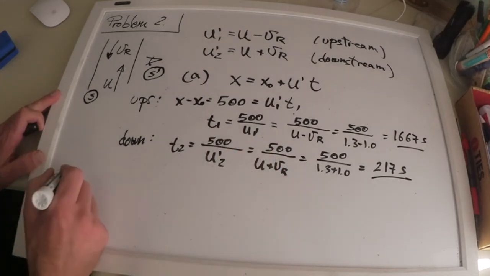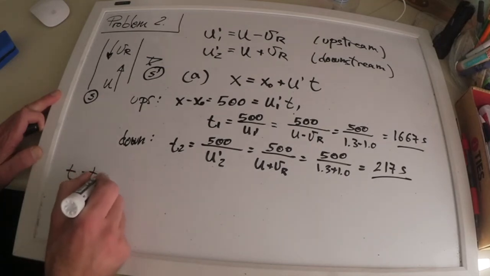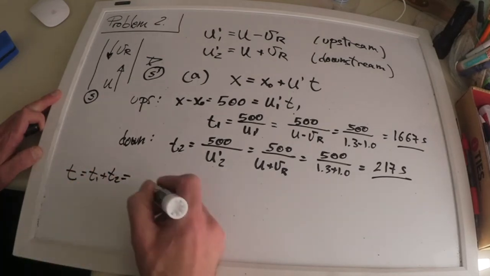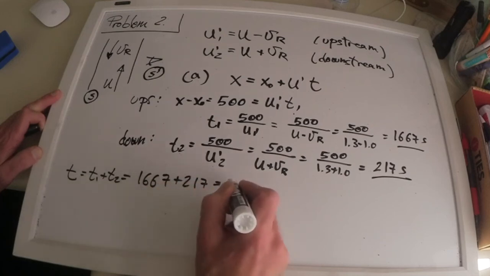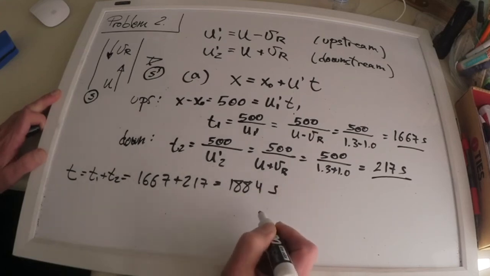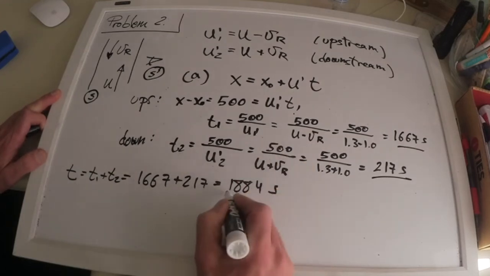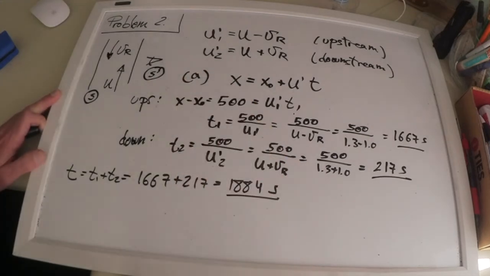What's the total time? Time t is t1 plus t2. That's going to be 1667 plus 217. That gives us 1884 seconds. Something like about half an hour. Okay, that's for A. Let's do B now.